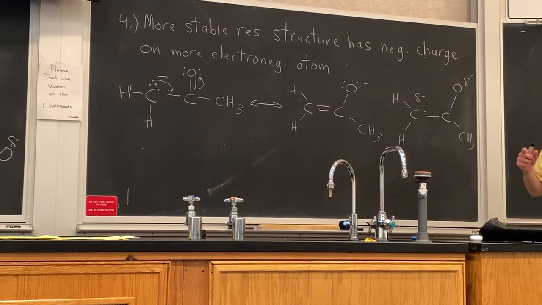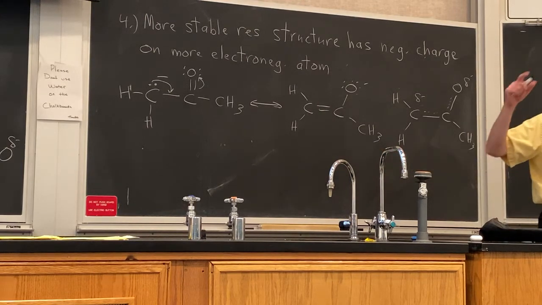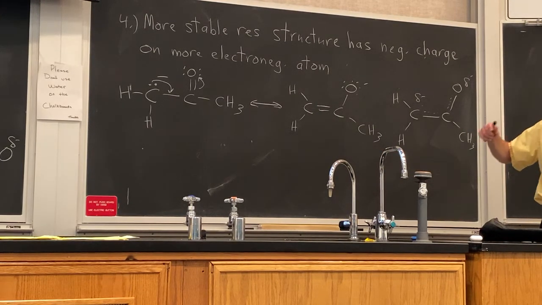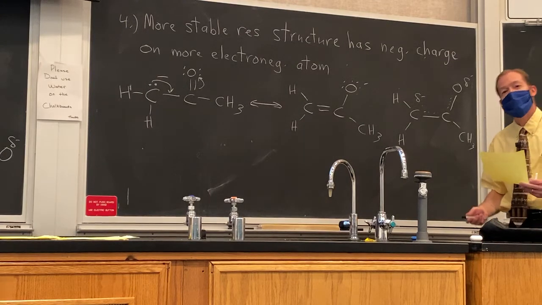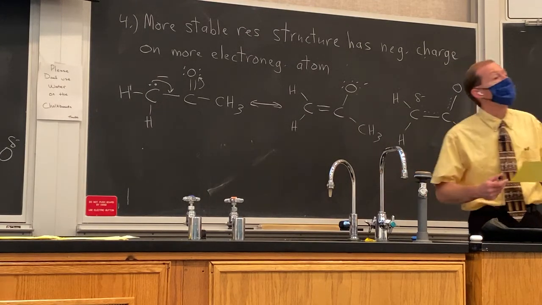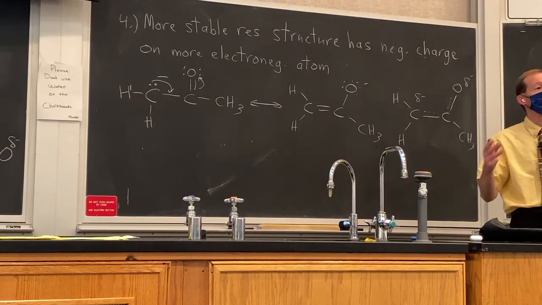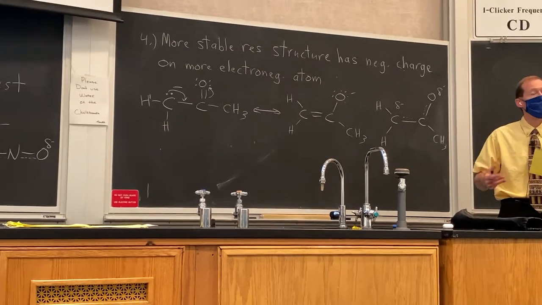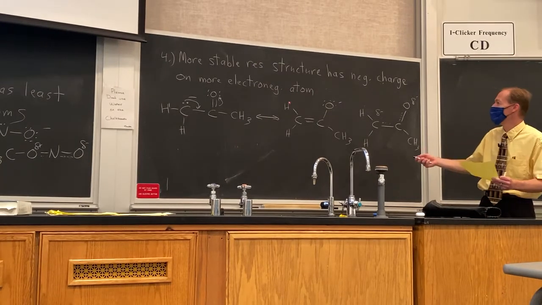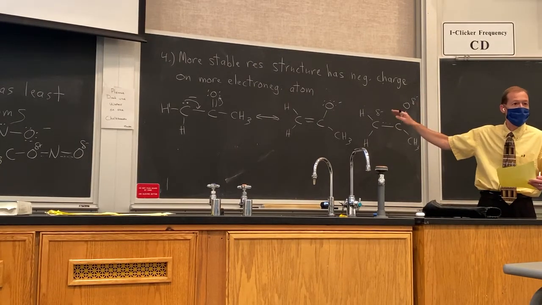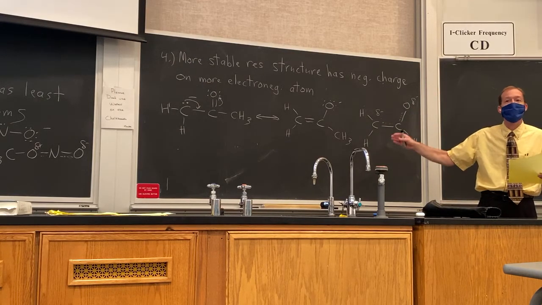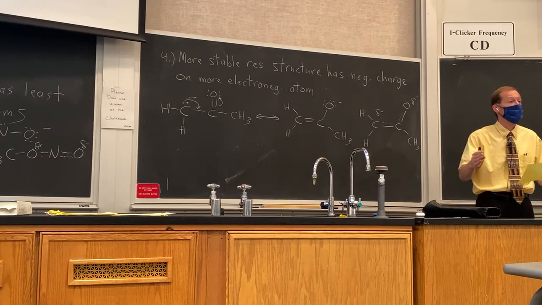Now, please note that the corollary to this rule is not true. You might think that a more stable resonance structure would have a positive charge on a less electronegative atom. That is not the case. There's something else that comes into play when we have positively charged atoms. And you'll see that as you start to do problems and examples. We won't talk about it in the context of a rule right now, but as you work homework problems related to resonance, you'll see that. So the corollary is not true. This only applies to negative charges. The corollary with positive charges does not apply.